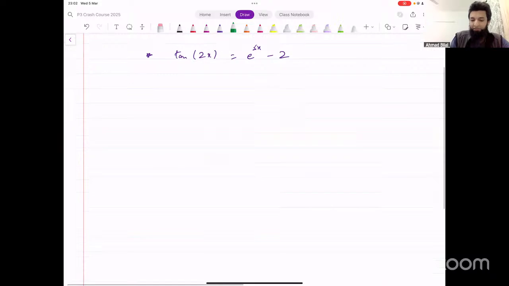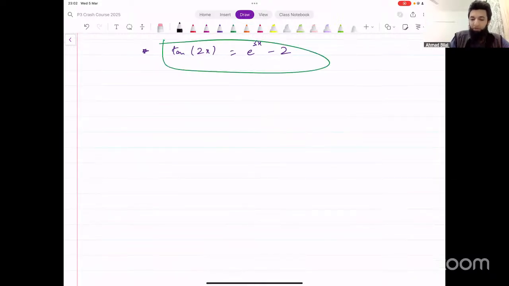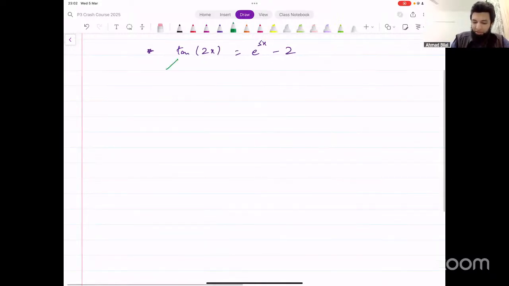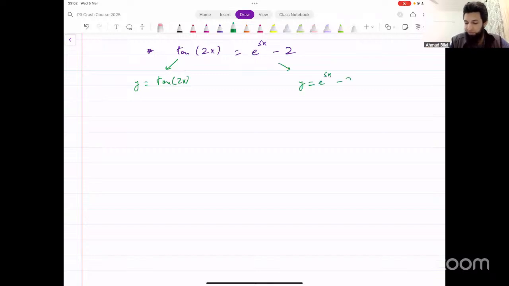For instance, if you have an equation like this, you can say you have one function on the left side, which is y equals tan of 2x, and you have another function on the right side, which is y equals e raised to the power 5x minus 2.